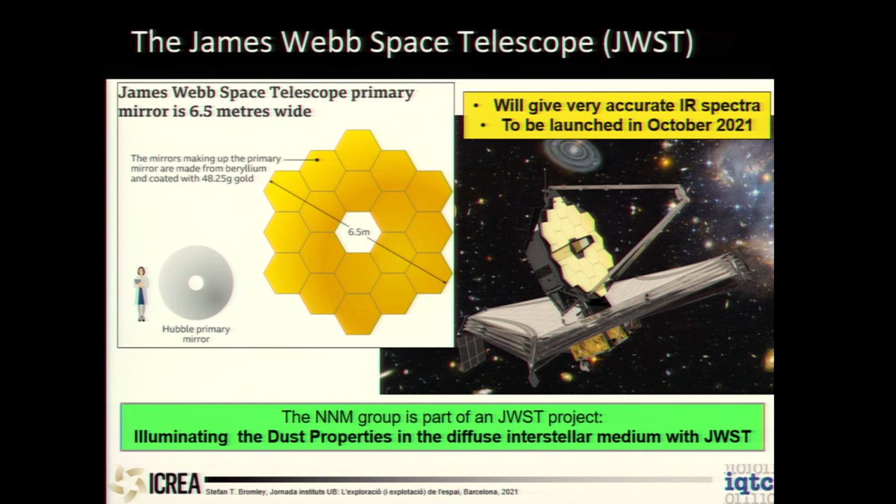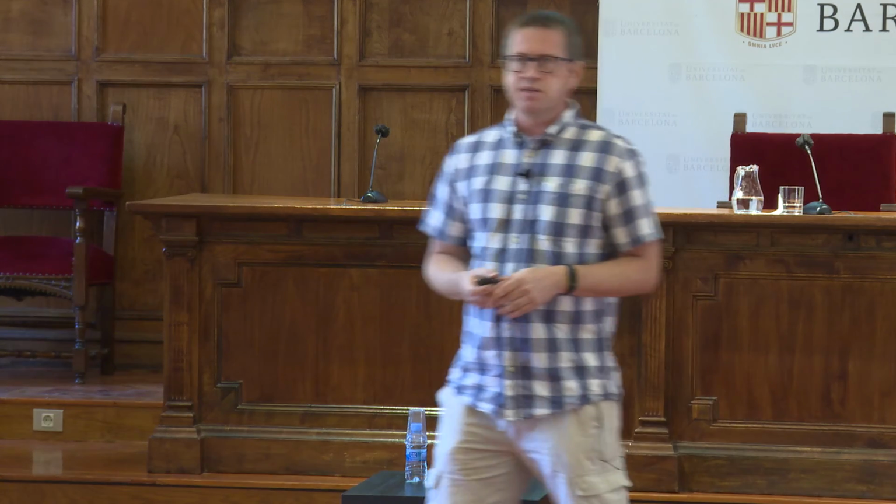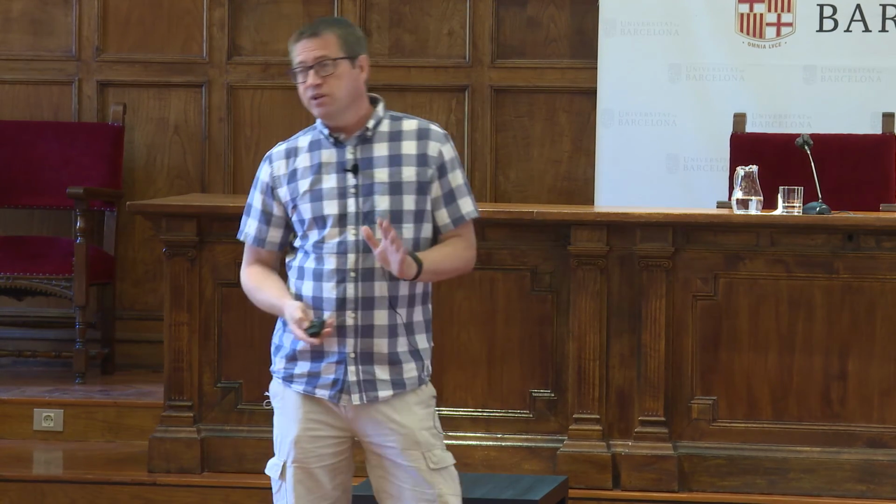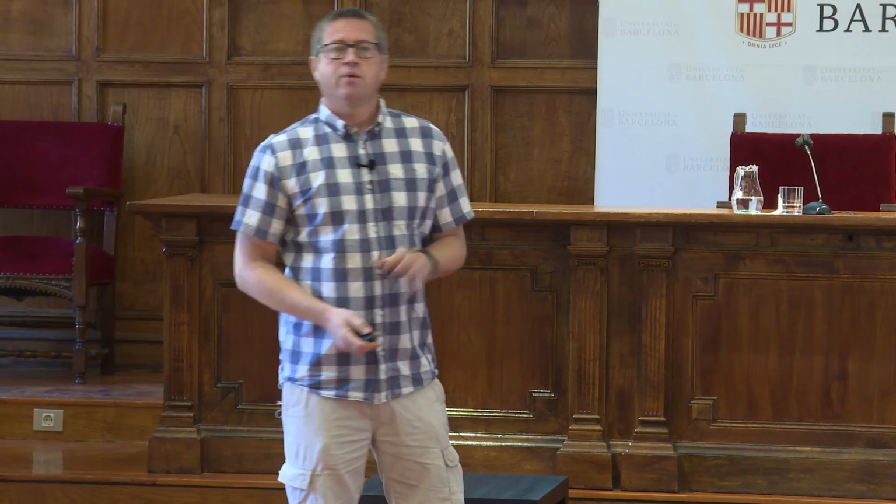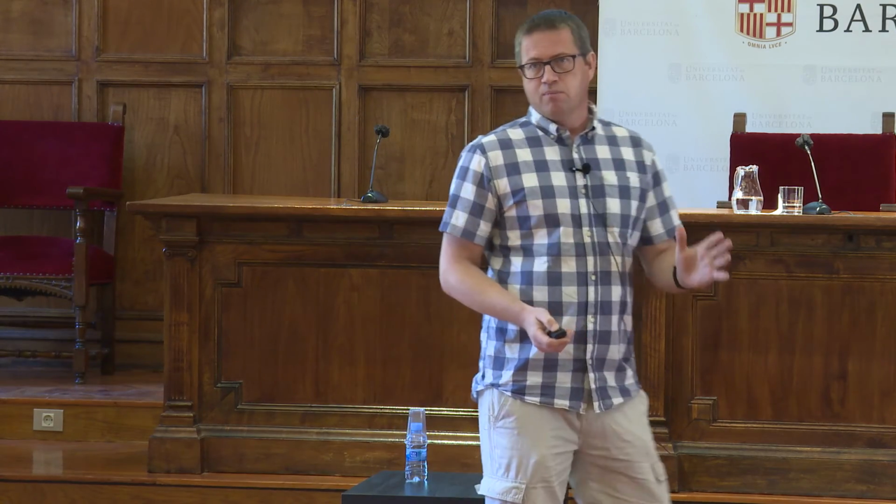So it'll be an infrared telescope, and we are part of that, so that my group is a part of a project. We've got observing time on the new James Webb Space Telescope, and we'll be helping the astronomers to interpret their observations of interstellar dust. So how do we do that? Okay, we use computational resources. I told you we're modelers.